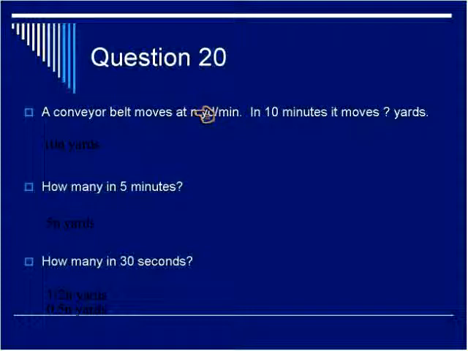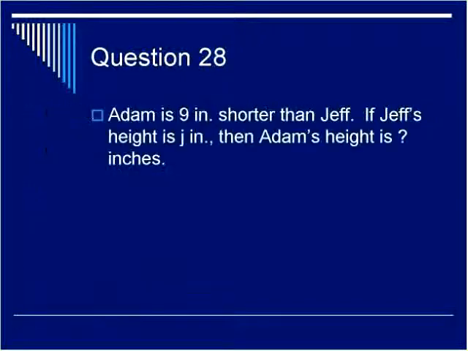Each time we're just saying if it moves n yards in 1 minute, then in 10 minutes it moves 10 times n yards. In 5 minutes it would move 5 times n yards, and in 30 seconds it would move 1/2 times n yards. Alright? Let's look at a little bit more complicated question. Adam is 9 inches shorter than Jeff. If Jeff's height is j, then Adam's height is what, in inches? Okay, again we're going to write down the information that we have.